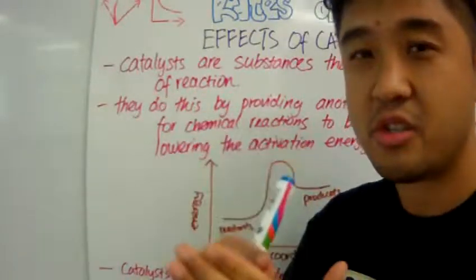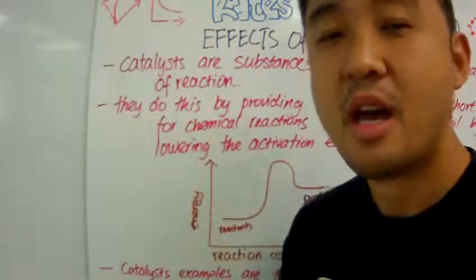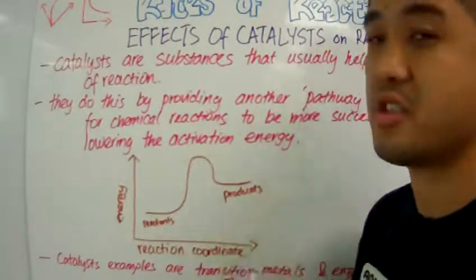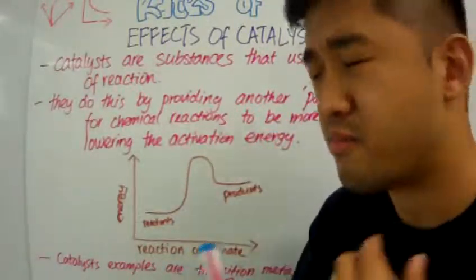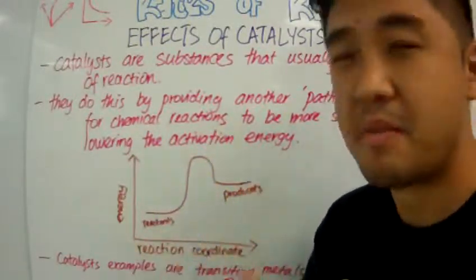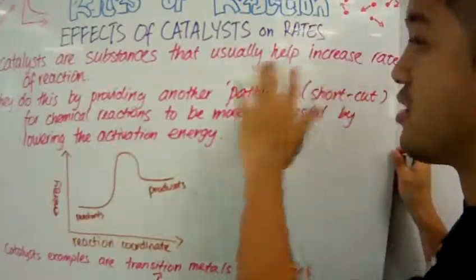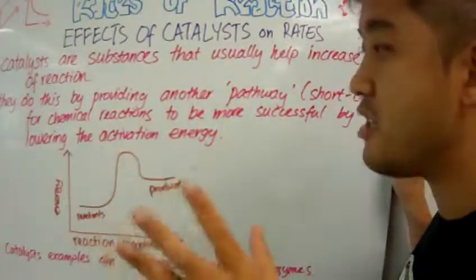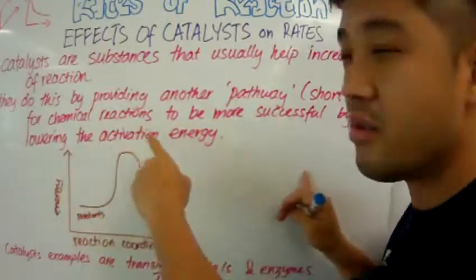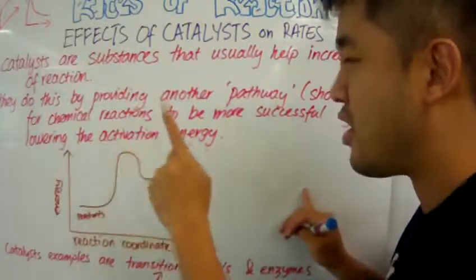Right, let us continue our discussion on rates of reaction and factors that affect rates of reaction. And this time we're going to talk about how catalyst affects rates of reactions. So catalyst, you've probably heard lots of examples of it in real life. Catalysts are basically substances that usually help increase the rate of reaction. And they do this by providing another pathway for chemical reactions to be more successful by lowering the activation energy.